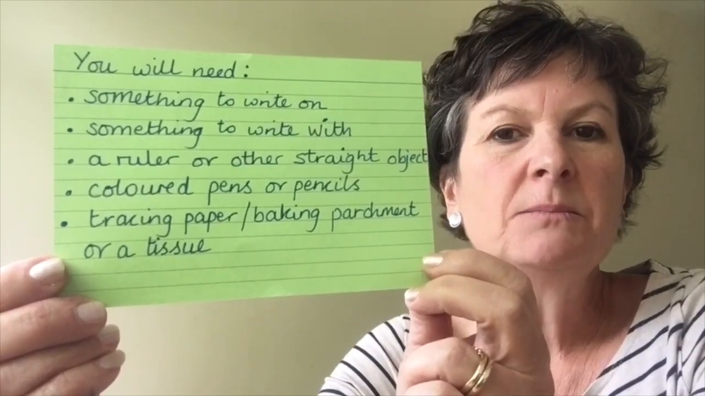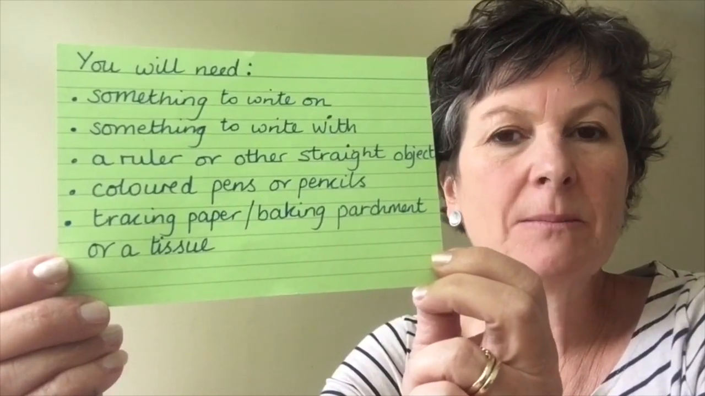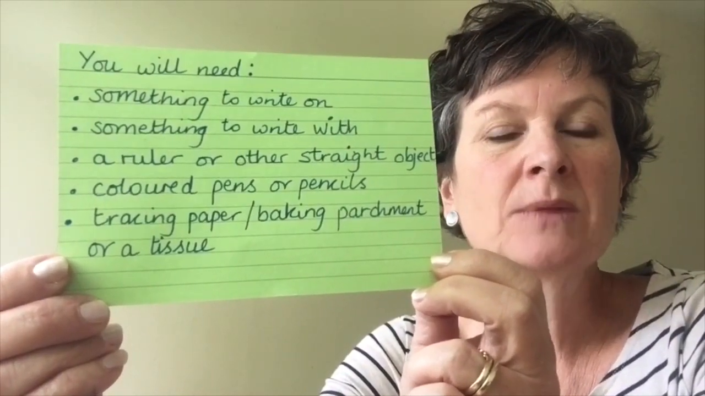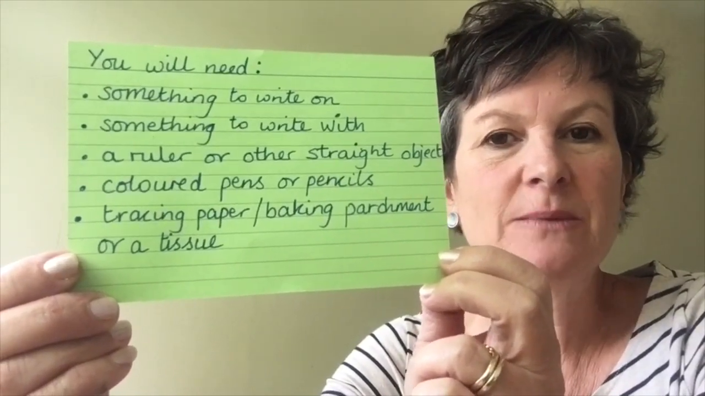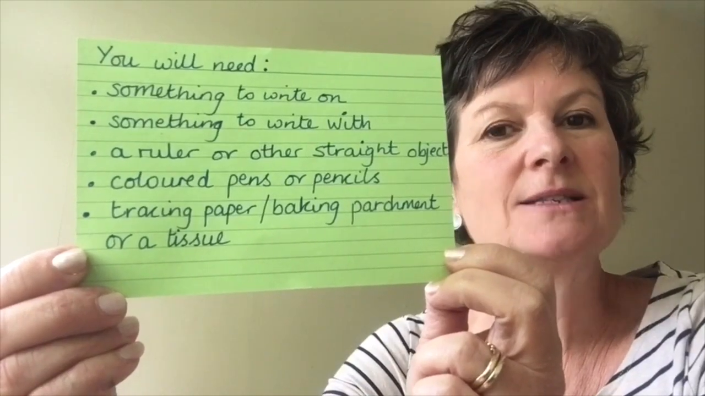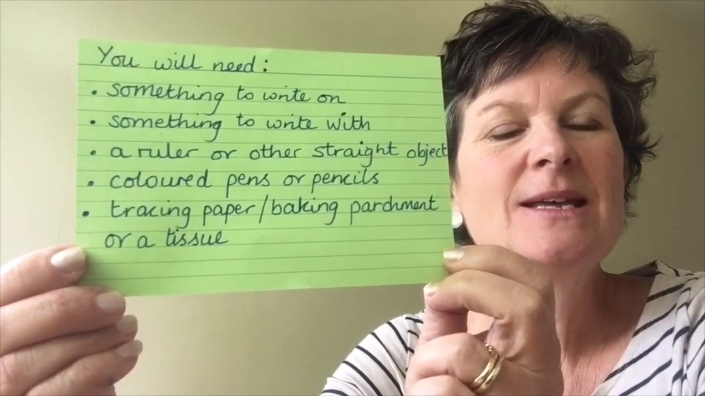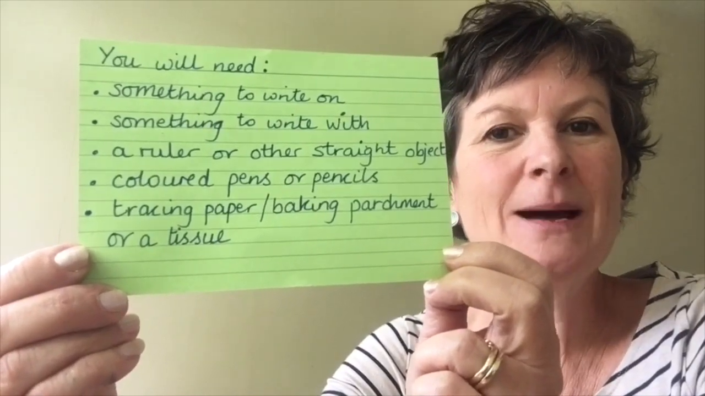Now, not many of us have tracing paper at home these days, but if you've got any baking parchment in the kitchen, just check with an adult first. Or if not, you could just simply use a tissue and just draw through that. I'll show you how later. So pause the video, go and collect your bits and bobs, and I'll see you back in a minute.